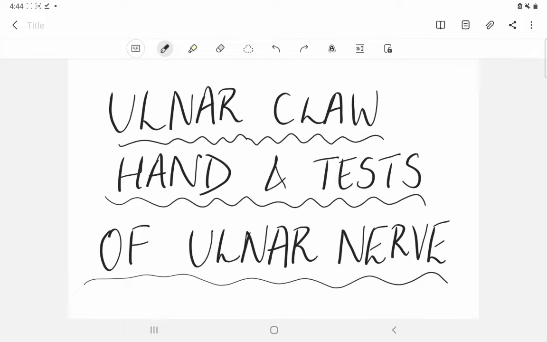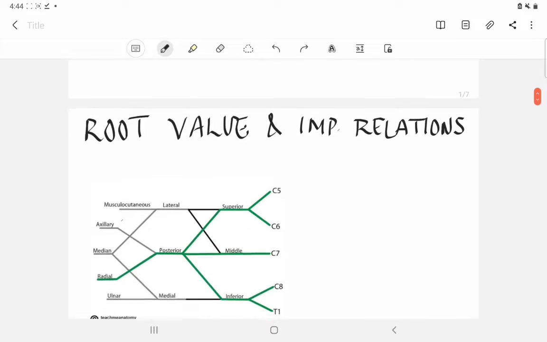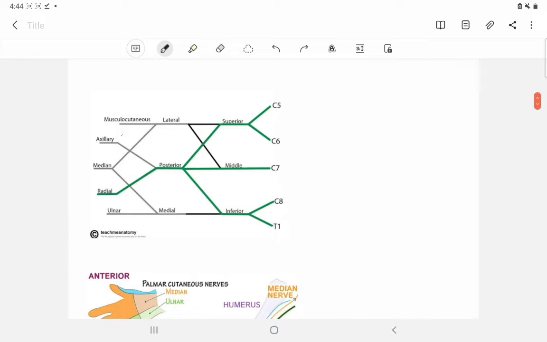Hi everyone, so let's begin with the topic ulnar claw hand and test of the ulnar nerve. Before we actually go to the topic proper, first we need to review some basics of the ulnar nerve. The basics we need to review are: 1. The root value and the important relations of the ulnar nerve. 2. The muscles supplied by the ulnar nerve. 3. The actions of the muscles supplied. 4. The sensory distribution. And 5. The autonomous distribution. Let's talk about the root value and the important relations of the ulnar nerve.